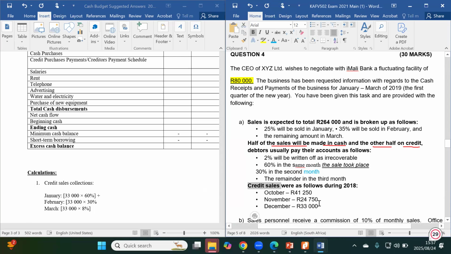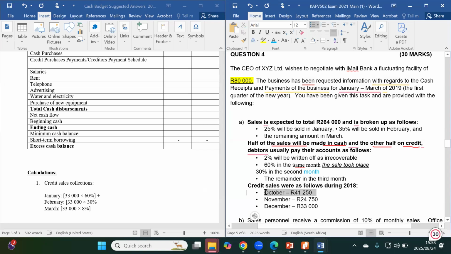So for the December credit sales of 33K, 60% of it was collected in December. Then 30% of it was collected, wait, something is off here. Let me start from October. I was mixing up. Let me start with October, because that's the earliest date anyway.